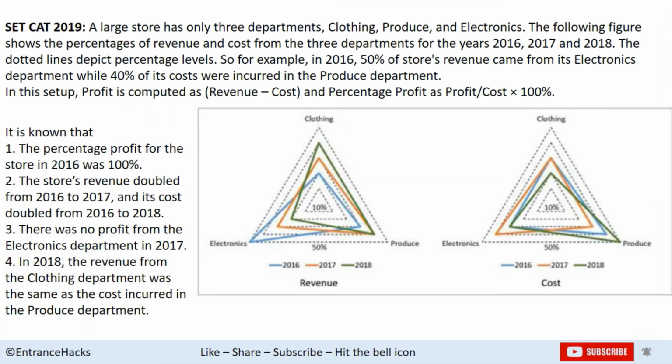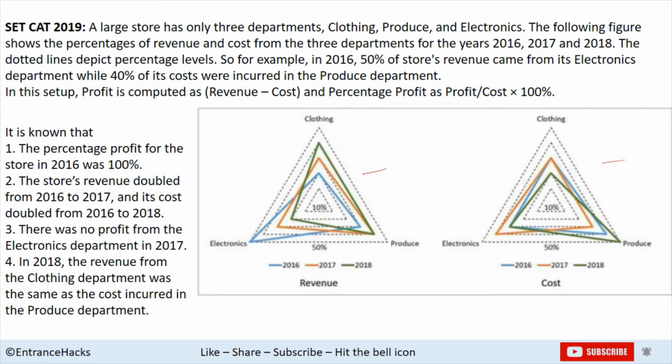Welcome again, friends. Today we will be solving a CAT exam question which appeared in 2019. This is basically a profit and loss data interpretation question in which a multi-axis format has been used to define revenues and cost in two different graphs. So the expected question would be profit and loss, those type of questions.